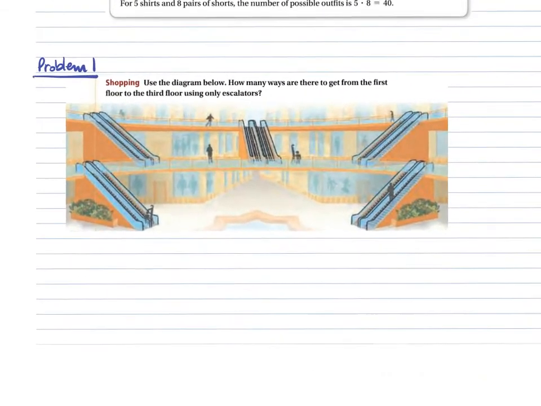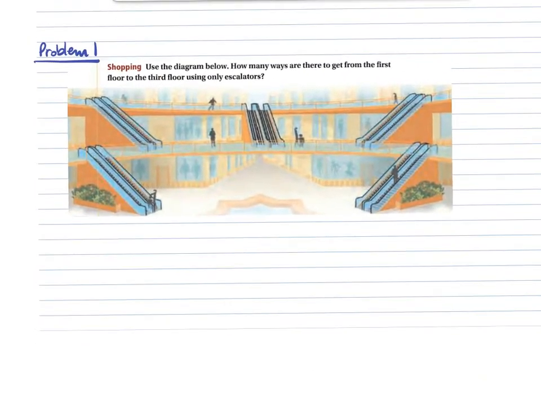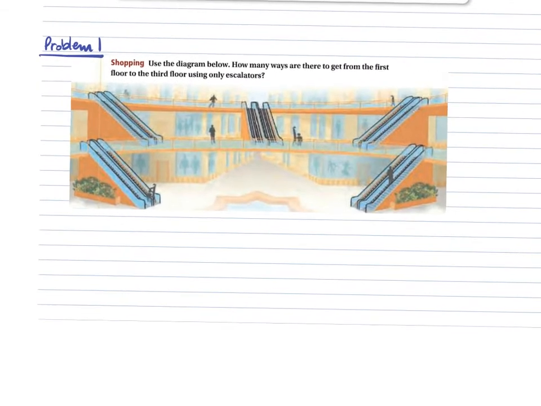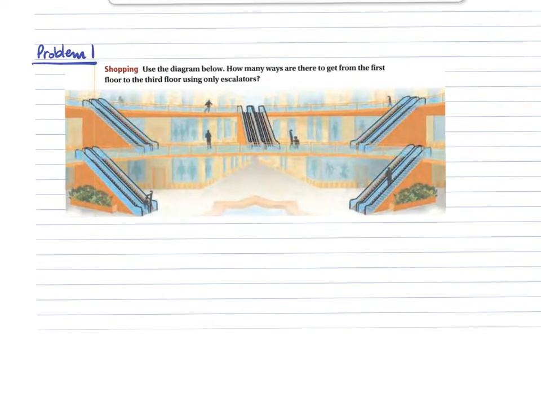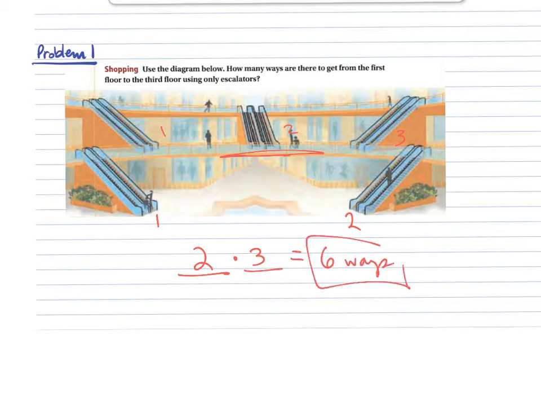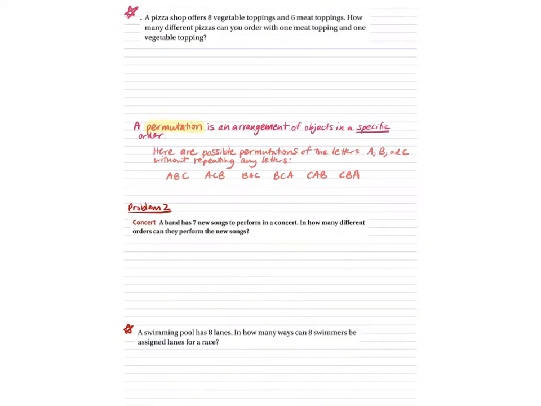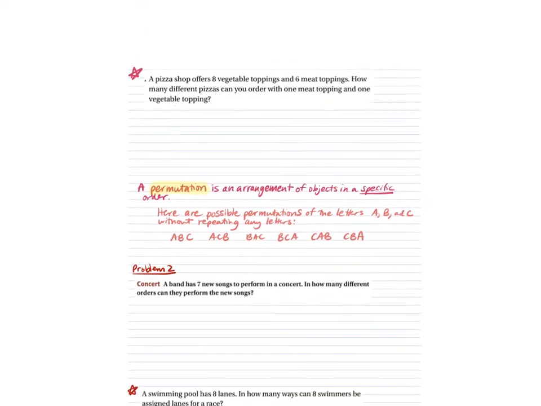Here's an example. Here's a picture of a shopping mall. In this diagram, how many ways are there to get from the first floor to the 3rd floor using only escalators? If you're on the first floor, there are 2 escalators to choose from. So 2 choices. Once you're on the 2nd floor, you then have 3 choices. And then you just multiply them together. 2 times 3 is 6. So you have 6 different ways to get to the 3rd floor from the first floor using only escalators in this example.